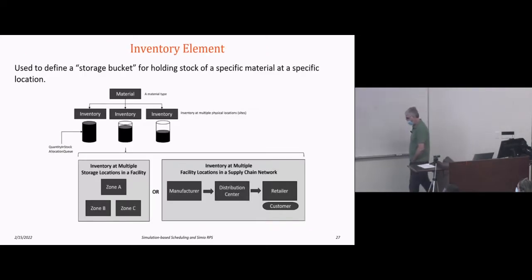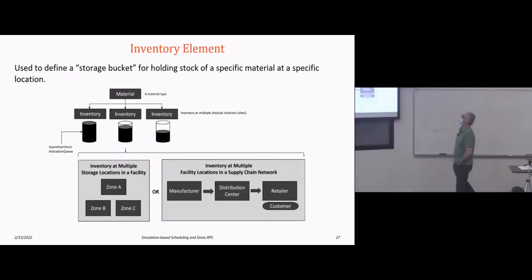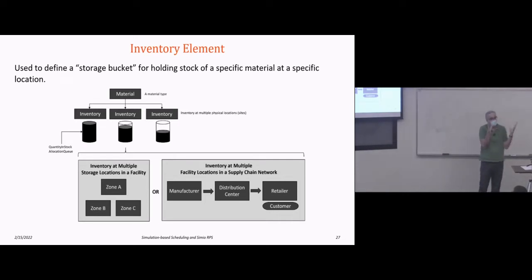Inventory. Inventory is like a storage bucket. When we've talked about materials, you just have this big bucket of materials that's global to the model. So I said I have 50 widgets. What an inventory element does is it lets you divide the material inventory into physical locations in your model. Like this example right here, I have material, widgets, and I might have those widgets in 3 different places in my model.